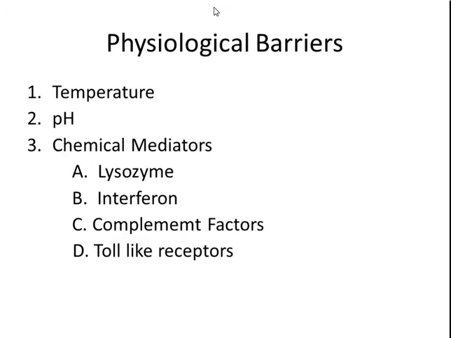So friends, physiological barriers may include temperature, pH or chemical mediators. The chemical mediators involve lysozyme, interferons, complement factors, toll-like receptors and various other chemical mediators. So we will learn one by one.